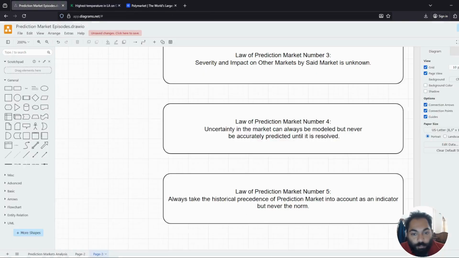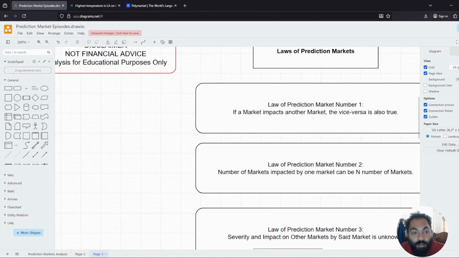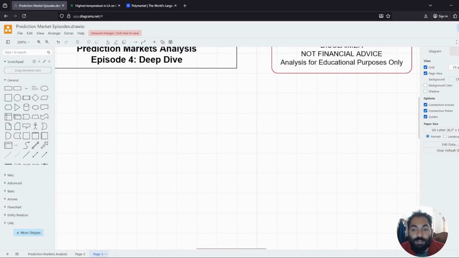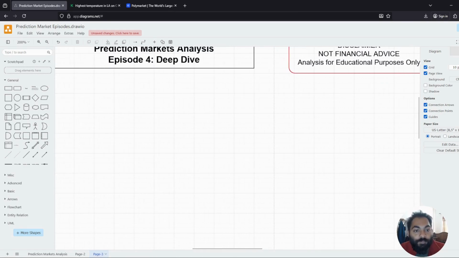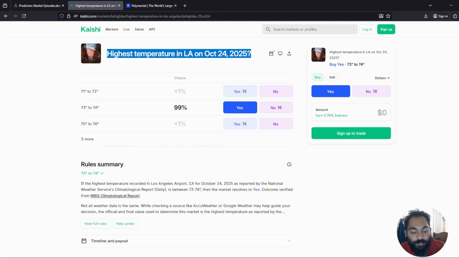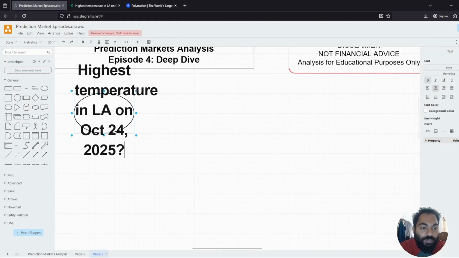So these are all only the 5 laws of prediction markets that I've set up, and it's only 5 now. This helps me do analysis on a regular basis on what sort of little bubbles these prediction markets have. So let's start with the easiest ones that we have. We'll take this market, for example. Now that you are all caught up on how we can do analysis.